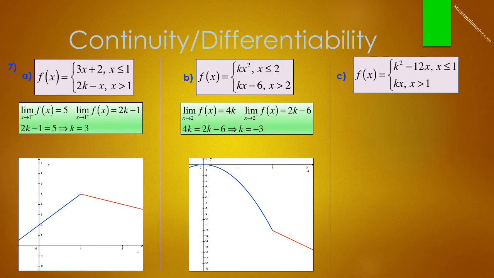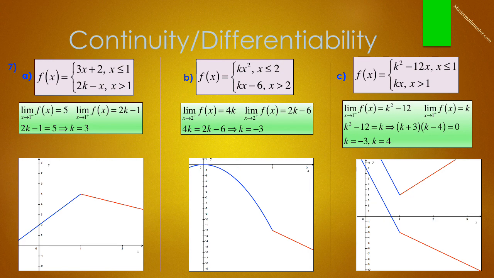7b reads f of x equals kx squared if x is less than or equal to 2, kx minus 6 if x is greater than 2. For continuity, we look at the limit of f of x as x approaches 2 from the left, and we get 4k. And we look at the limit of f of x as x approaches 2 from the right, and we get 2k minus 6. Setting them equal to each other, we get 4k equals 2k minus 6, and k equals negative 3. Again, the graph is a good confirmation of continuity.